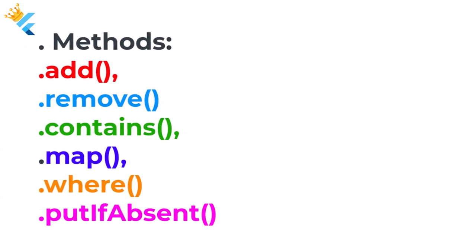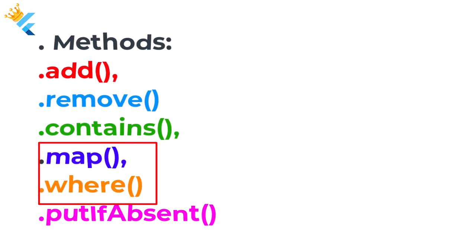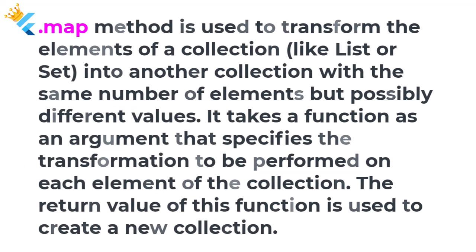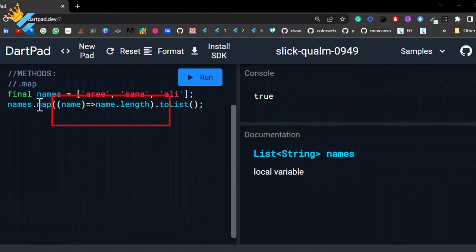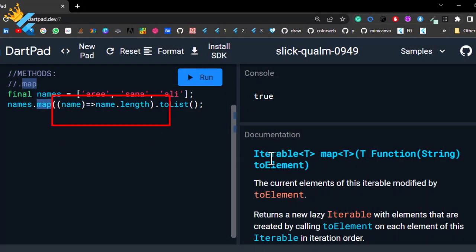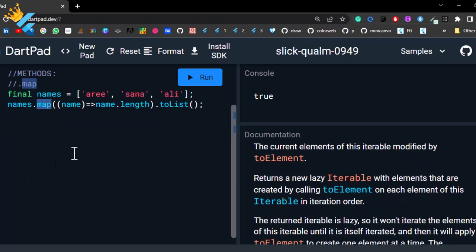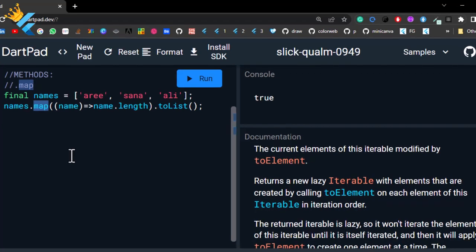Now come to the methods like dot add, dot remove, dot contains, dot putIfAbsent, dot map, dot where. We only covered two methods, dot map and dot where. So the dot map method is used to transform the elements of a collection like a list or set into another collection with the same number of elements, okay, but possibly different values. It takes a function as an argument, which is mainly an arrow function, which specifies the transformation to be performed on each value of the list or set. The return value of this function is used to create a new collection.